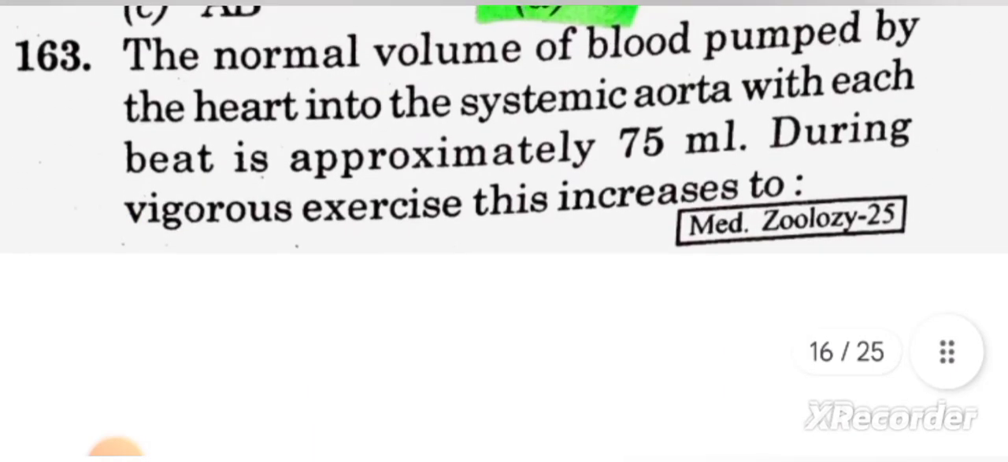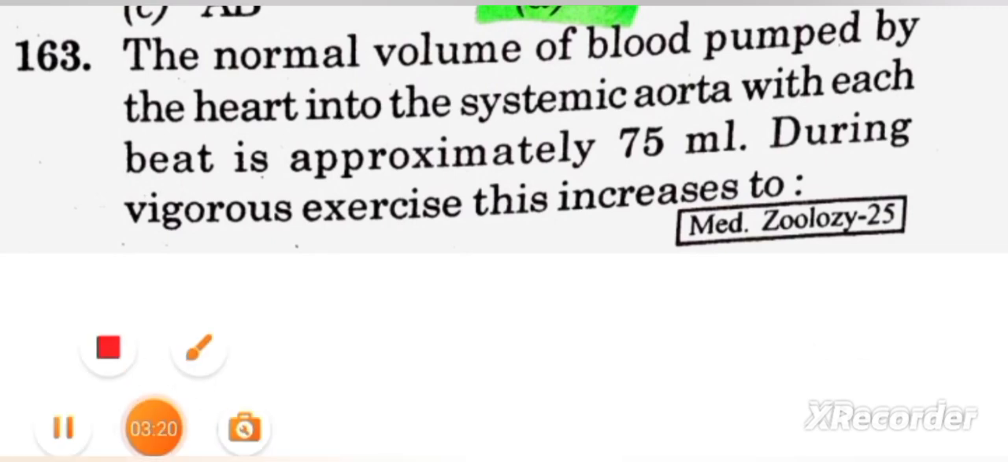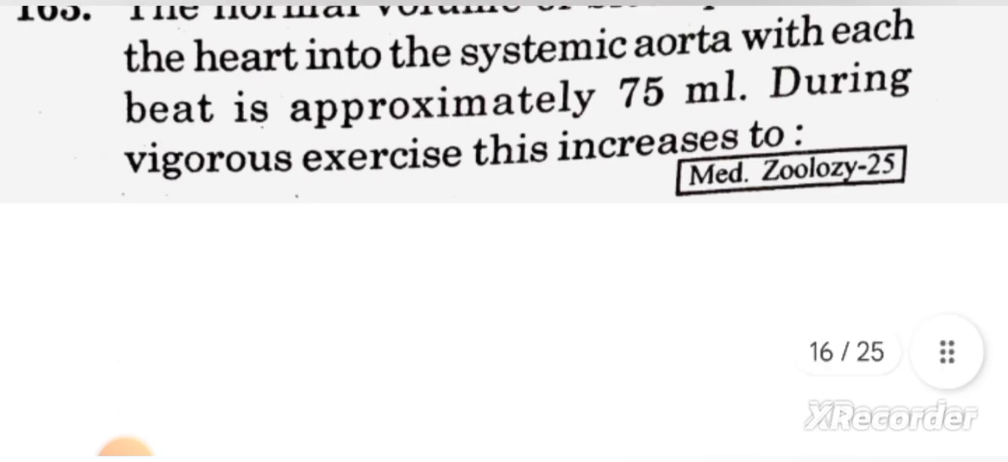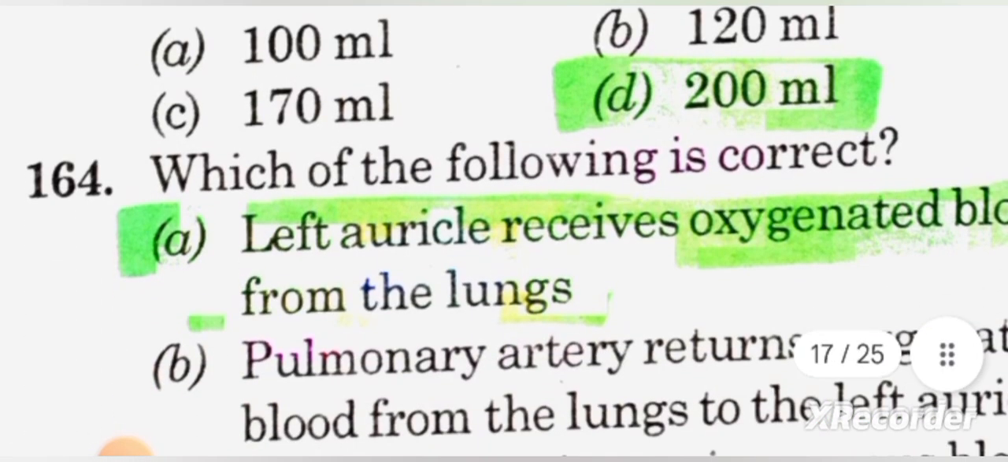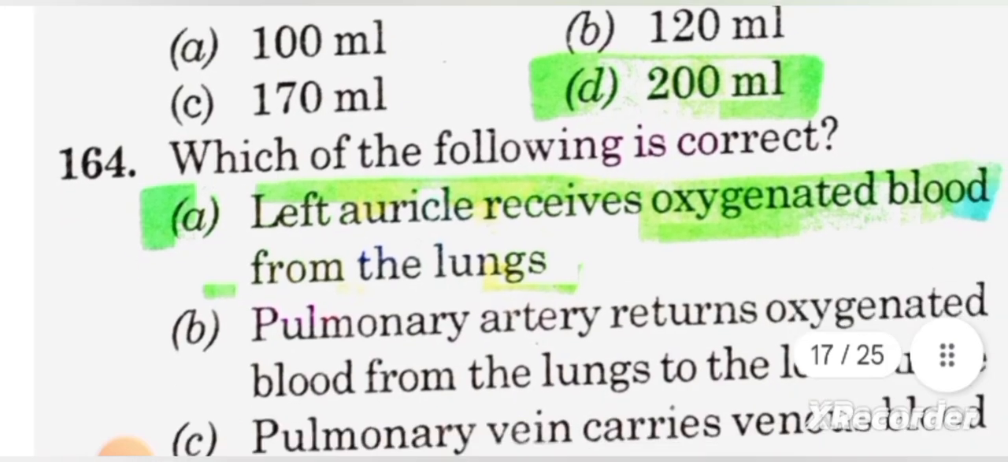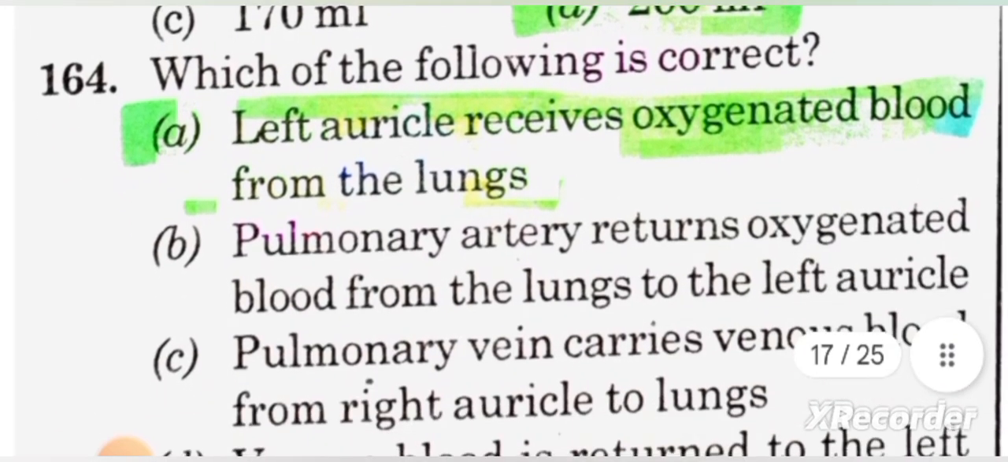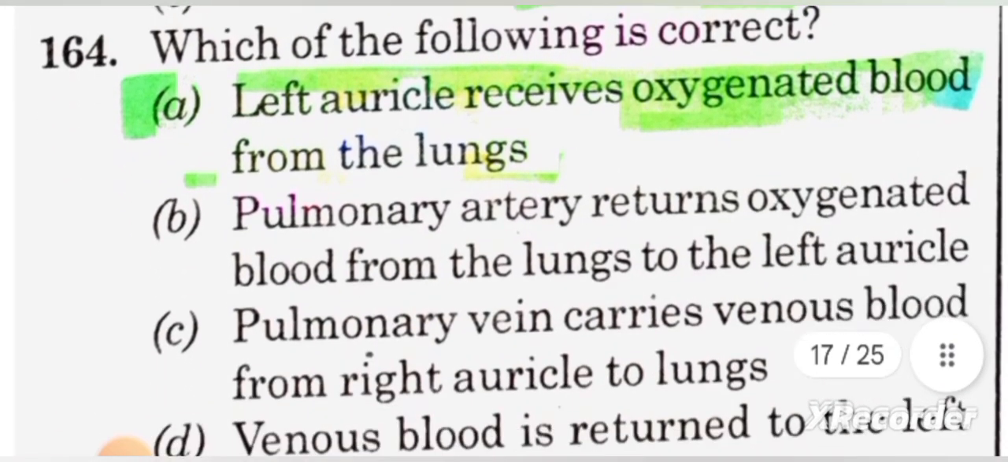Next, 163. The normal volume of blood pumped by the heart into the systemic aorta with each beat is approximately 75 ml. During vigorous exercise, this increases to. Answer D. 200 ml. Next, 164. Which of the following is correct? Answer A. Left auricle receives oxygenated blood from the lungs.